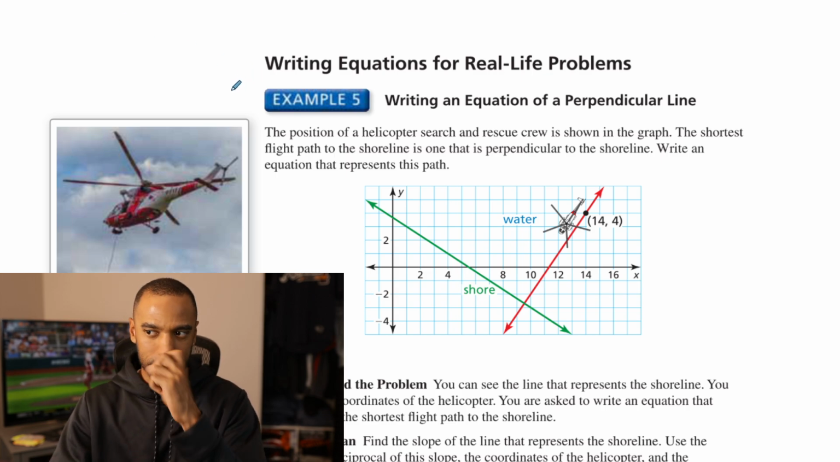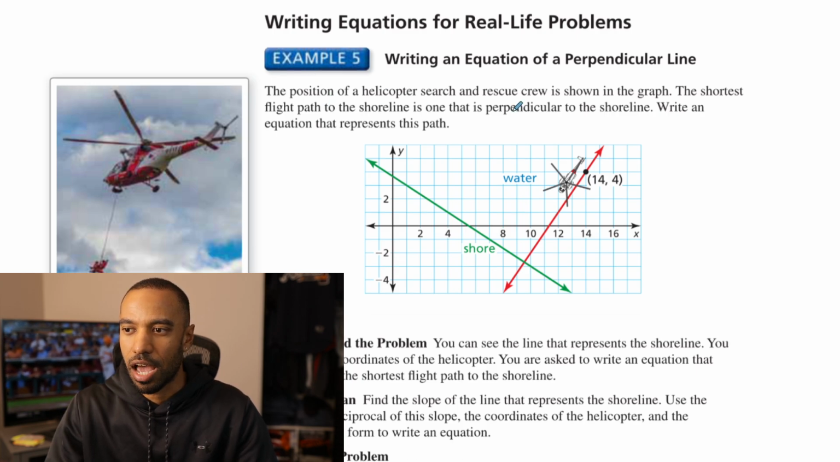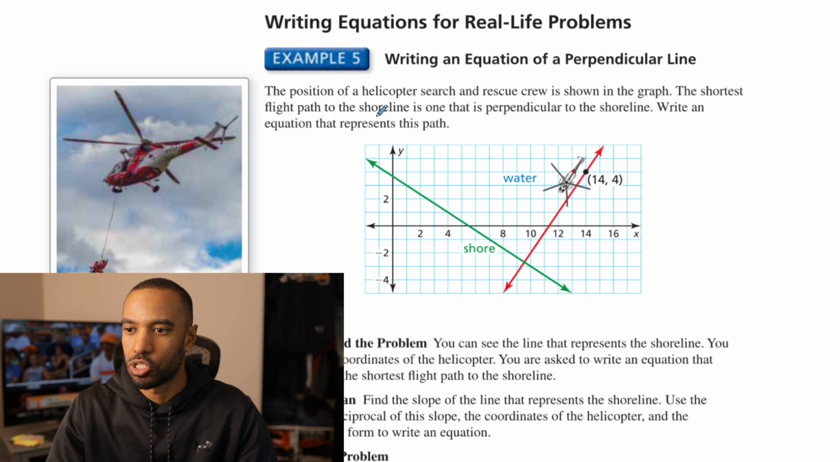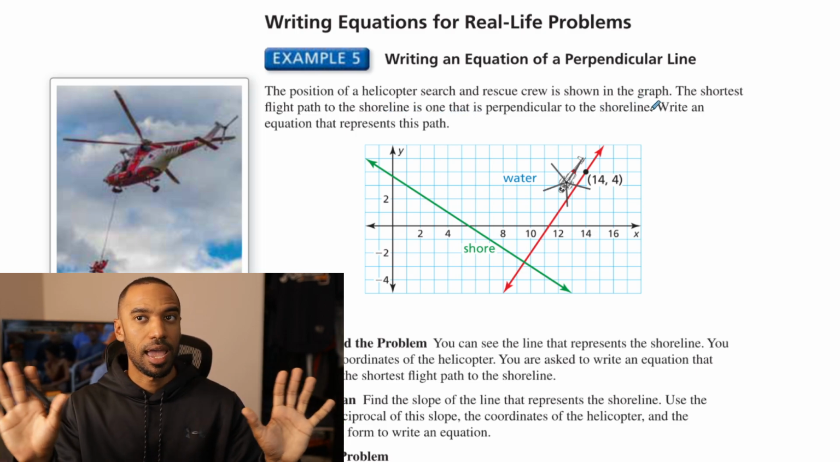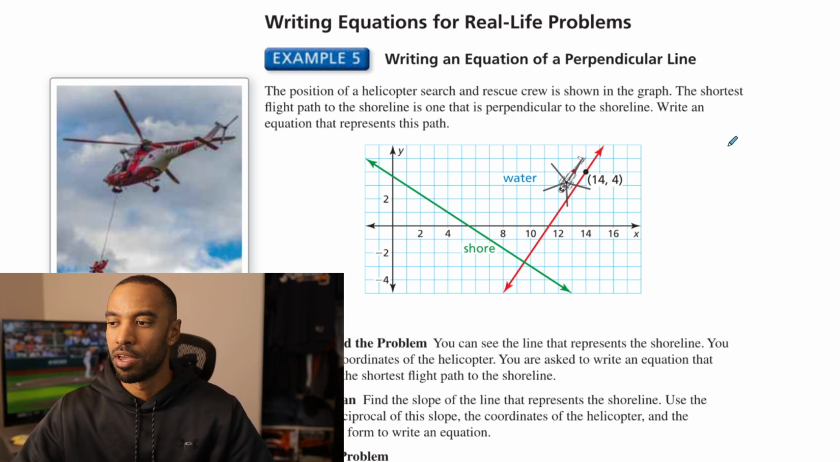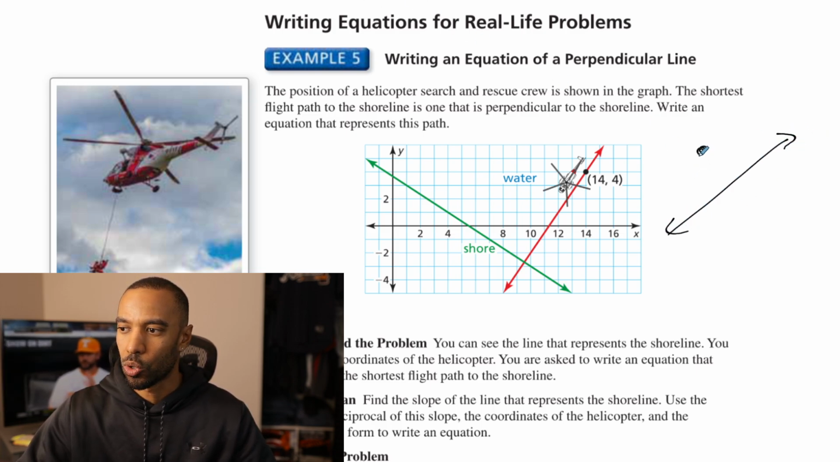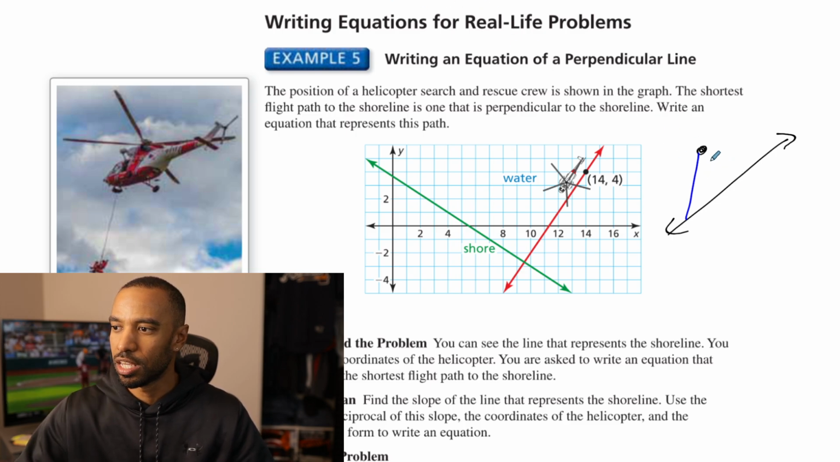Writing equations for real-life problems. I'm interested to see what they have to say about perpendicular. The position of a helicopter search and rescue crew is shown in the graph. The shortest flight path to the shoreline is one that is perpendicular to the shoreline. And by the way, I don't know if the word is theorem, but that is a math truth in and of itself. The shortest distance between any point and a line is the one that's perpendicular to it, right? What's the shortest? This thing in blue, this thing in green, or this thing in purple?